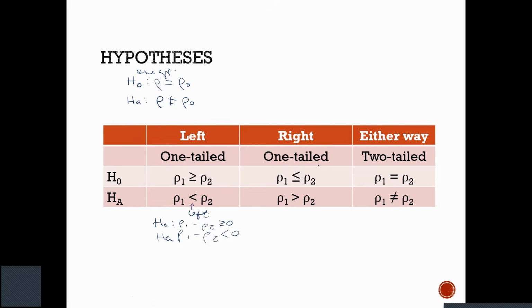For the one-tailed to the right, then we're saying rho one we think might be greater than rho two. So when we take rho one minus rho two, we're going to get a positive number, which means we're looking out in the right-hand tail. And again, the opposite of it always goes in the null. And notice that the equals part is always in the null as well, okay?